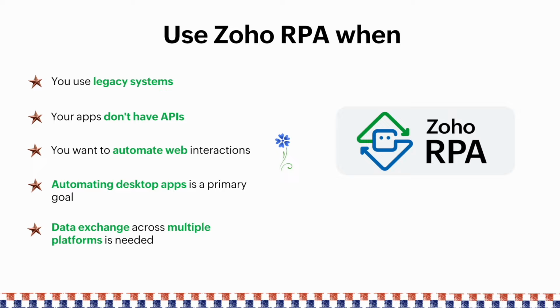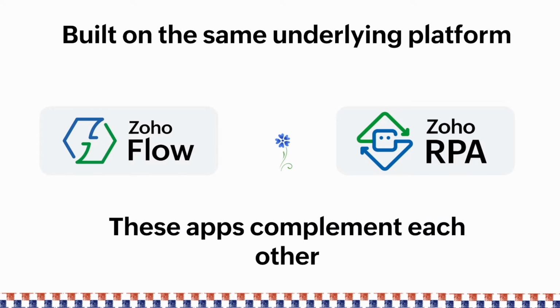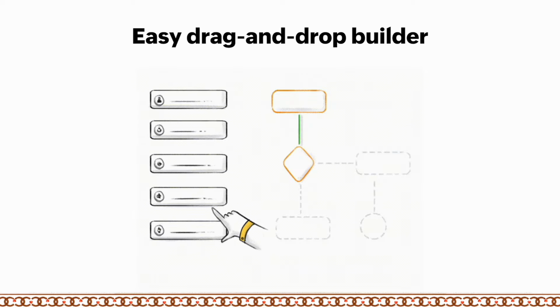And use RPA when you have to deal with legacy systems where you don't have APIs, and it's a crisscross combination of your legacy and your web applications. Like the example I talked about, use RPA. So these two products complement each other. It's not a competing one. They are built on the same underlying platform.